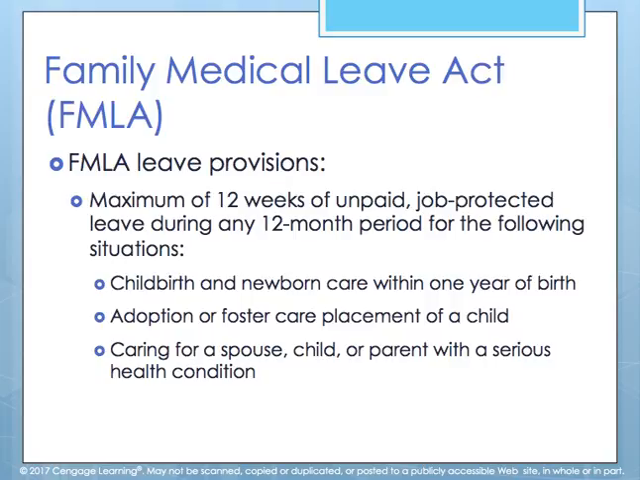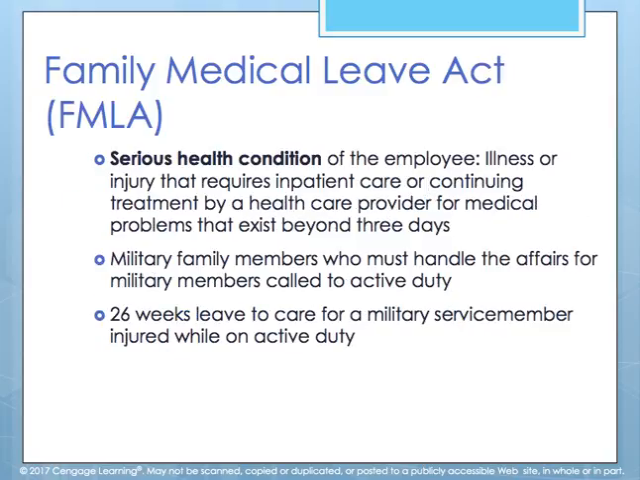If by chance you give birth to a child, you have newborn care needs within 1 year of the birth, if you adopt a child, or you have become a foster parent, you have placement of a child, it provides time for that. If you need to care for a spouse, a child, or parent that has a serious health condition. Serious health condition is defined as an illness or injury that requires any kind of inpatient care or any kind of continuing treatment for a medical problem that exists beyond 3 days.